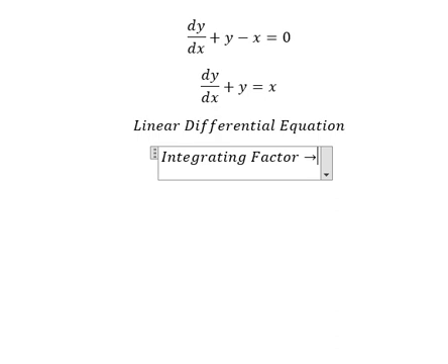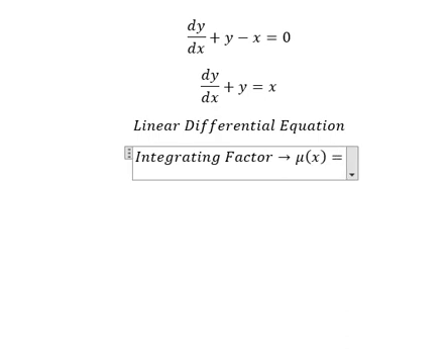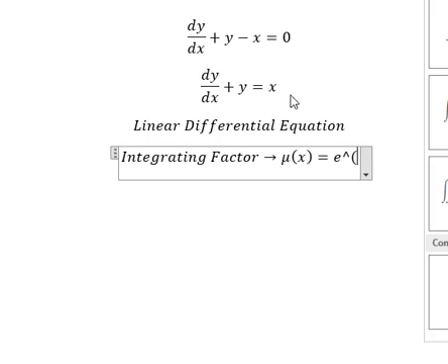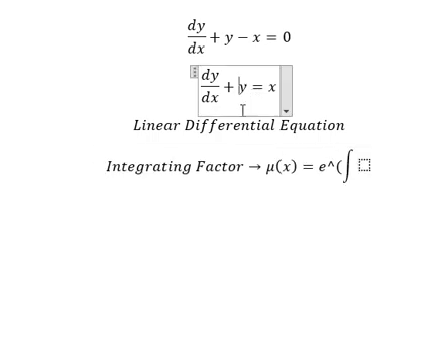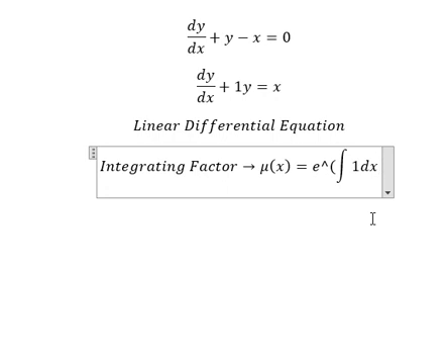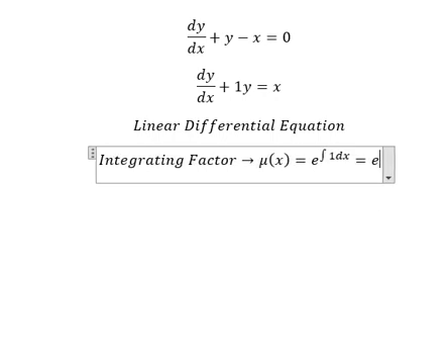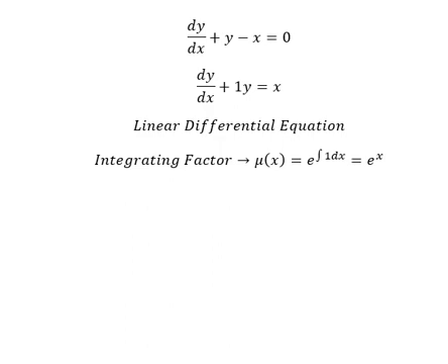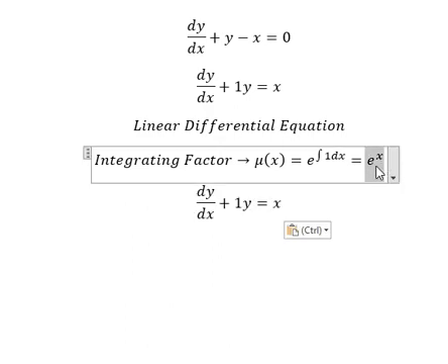So we need to find mu of s equals e to the power of the integration. We see that next to y is a positive number 1. So I will put this one gone here. And we have e to the power of s. That means we need to multiply both sides by this one.